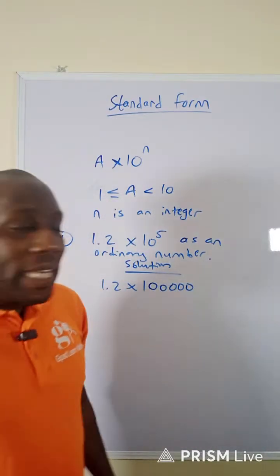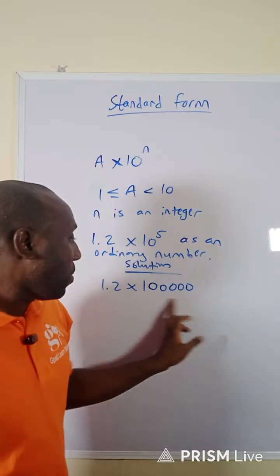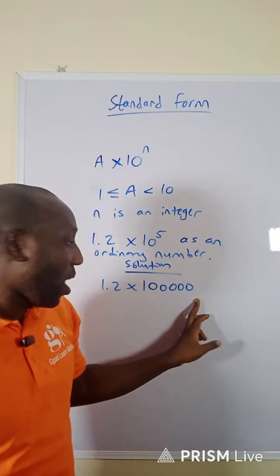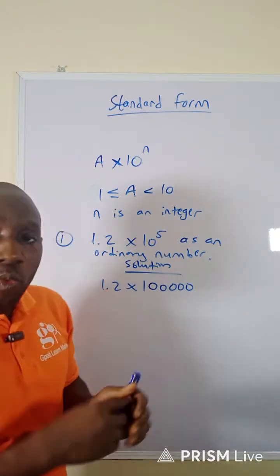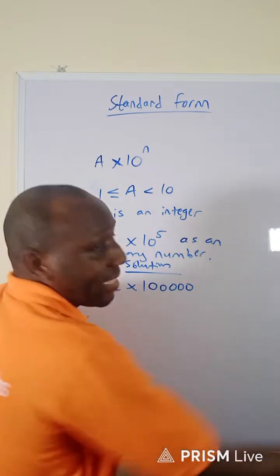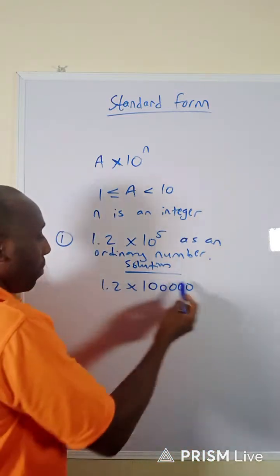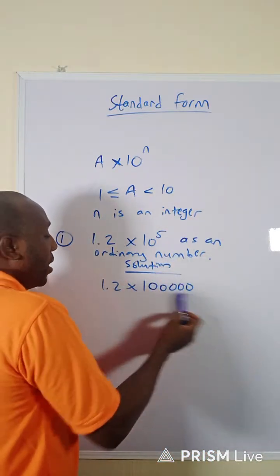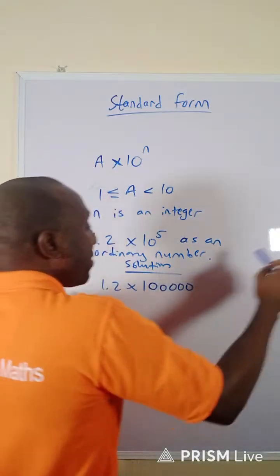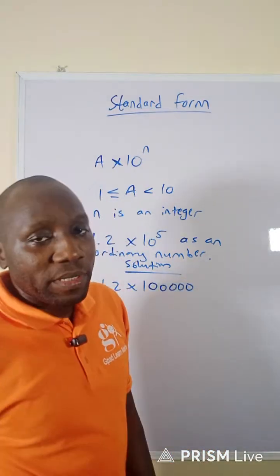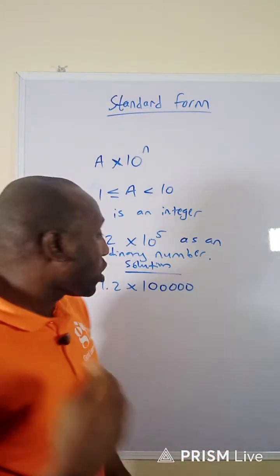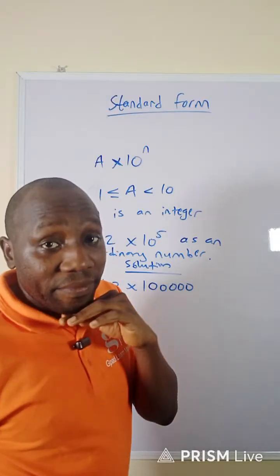100,000. Okay, so if you are multiplying by a power of 10, like as you have here, this decimal point will be moved to the right. The number of power you have, this is raised to power 5, so you must move the decimal point to the right 5 times. That's how it works.